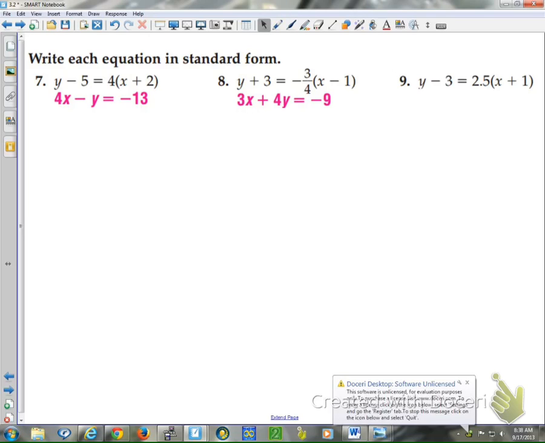Now, it's up to you when you multiply everything by 4. I like to do it immediately. If I say I'm going to have a fraction, I'm like, hey, let's get rid of that fraction. So I'm thinking, let's multiply everything by 4 so that our fraction will cease to exist. If I multiply everything by 4, I'm going to get 4y plus 12.